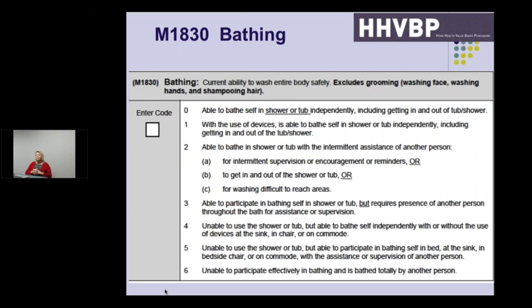Number 5 is unable to use a shower or tub, but able to participate in bathing himself in the bed, at the sink, in the bedside chair, on the commode, with the assistance or supervision of another person. In other words, they're bathing outside of the shower or tub, but they need assistance from another person. We have a lot of patients like this. And then number 6 is unable to participate effectively in bathing and is totally bathed by another person.